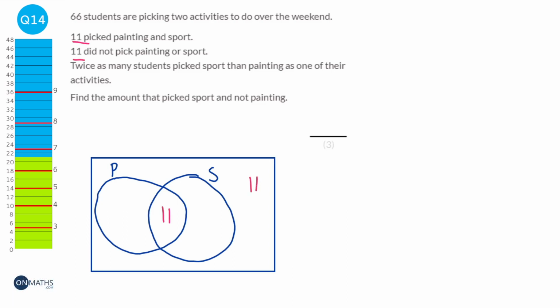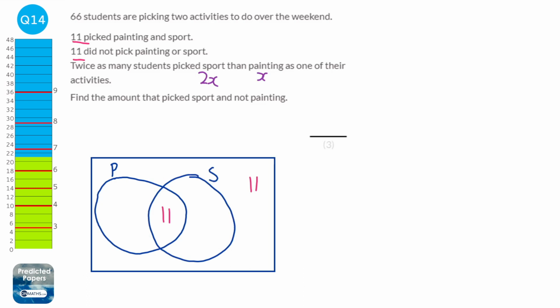Now here's the problem. It says twice as many people picked sport than painting as one of their activities. So it's saying that the total number in the sport circle is twice as big as the total number in the painting circle. Now, what we can do is say, okay, if the painting we label as x, then the sport will be 2x. But if you look, we've already got a number in the sport, that 11 there.